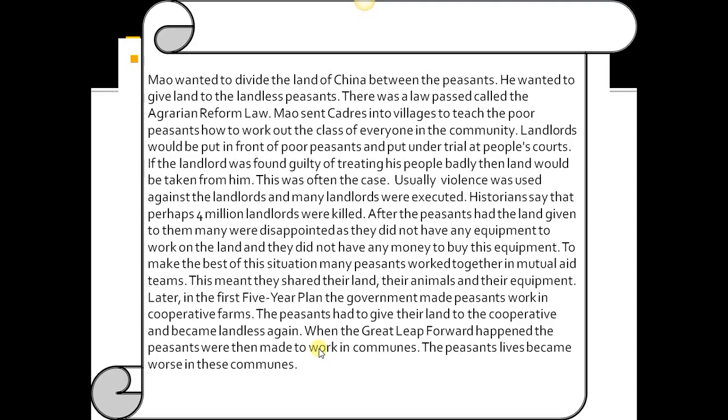If the landlord was found guilty of treating his people badly, then land would be taken from him. This was often the case. Usually violence was used against the landlords, and many landlords were executed. Historians say that perhaps 4 million landlords were killed.